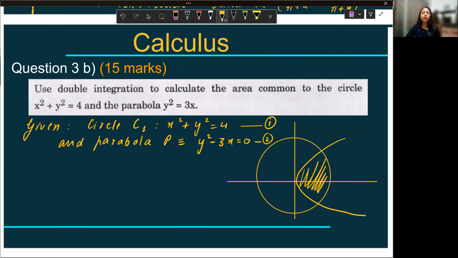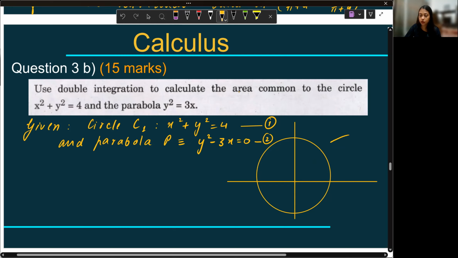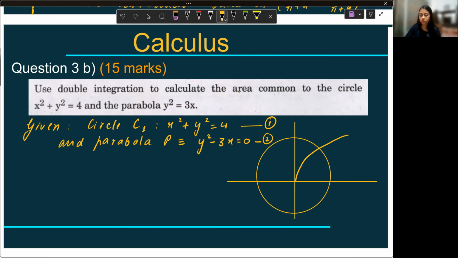Area bounded by these, the common area, I can see this is the common area. And because of the symmetric nature, let me redraw the graph. Yes. Let there be 2 points of intersection, A and B. So I'll calculate the area of this only, and then I'll multiply it by 2 to get the complete area. Okay. Let us find, first of all, the points of intersection.